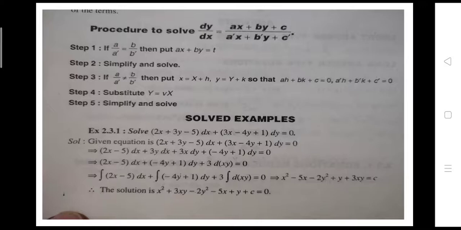What is the integration of 2x - 5? 2 into x squared by 2, the 2 gets cancelled, minus 5x. And integration of -4y dy is -4 into y squared by 2, that is -2y squared, plus the integration of 1 dy, which is y. And plus 3 into the integration of the derivative of xy; here integration and derivative cancel, we get only 3xy. Here the constant is c. Therefore the solution is x squared + 3xy - 2y squared - 5x + y + c = 0.